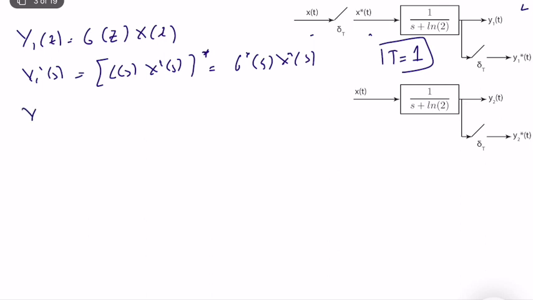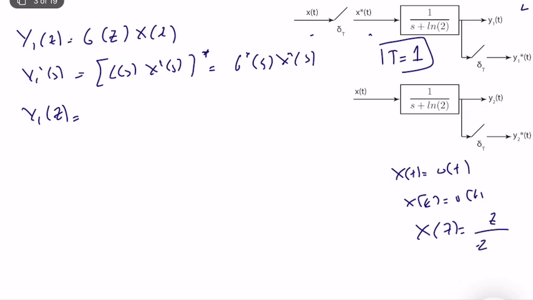Okay, no problem. So what is y1(z)? Let's look at x(z). It's given that x(t) is the unit step function, u(t). So if we sample it, x(k) will be equal to u(k), and x(z) is simply equal to z over z minus 1. That's great.